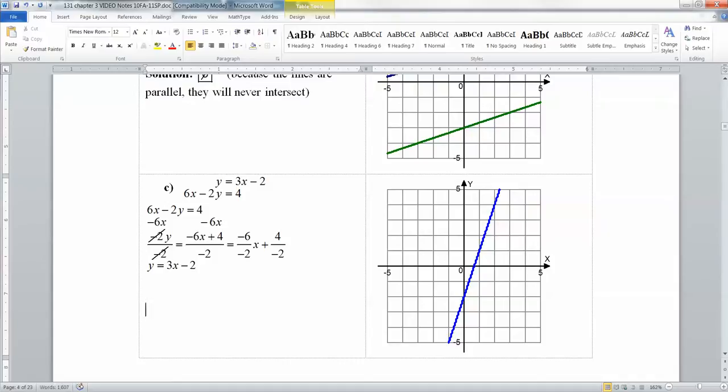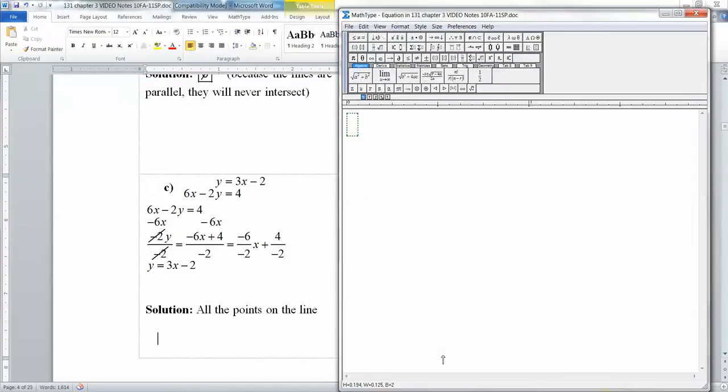All right, so what's our solution then? If the two lines are lying on top of each other, then what we want to say is all the points on the line are the solution, right? Not all points. Some teachers might have taught you all numbers. No, it's not. I know what they're getting at, but it's not all numbers. It's all these points.